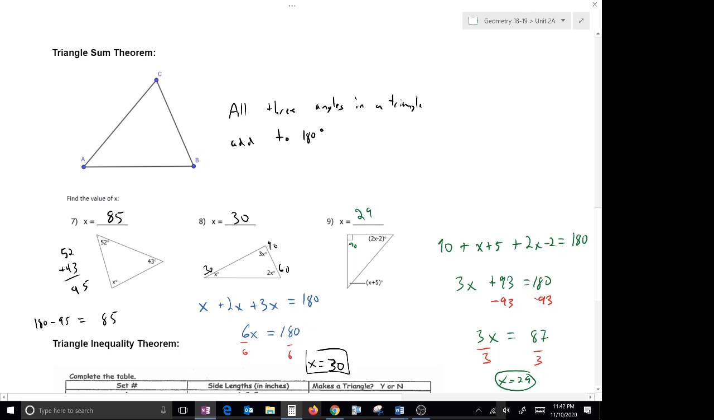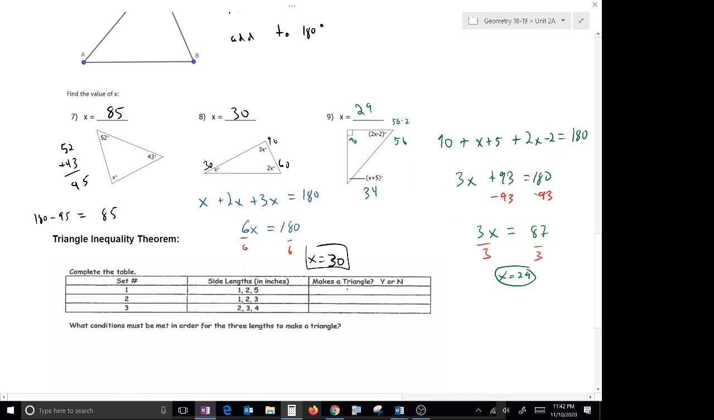Again, I could plug this in. 29 plus 5 would be 34. 2 times 29 would be 58, minus 2 would give me 56. 56 plus 34 is 90. Plus another 90 gives me 180, so it checks out. Okay.